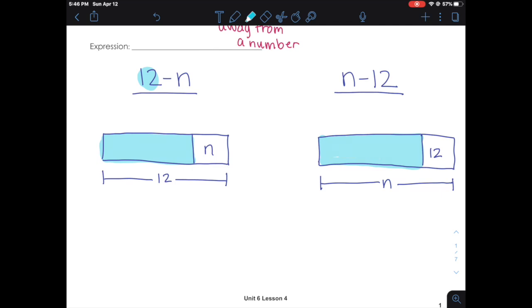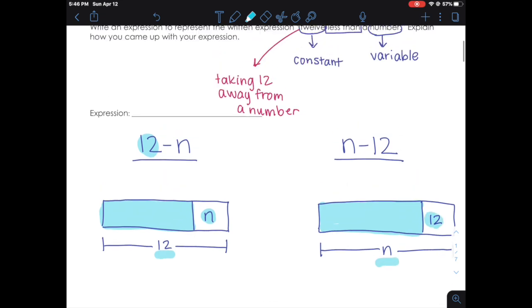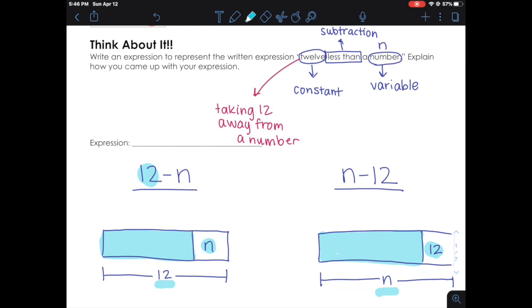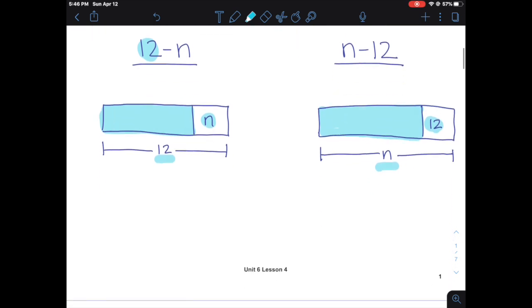So have you figured out which one is correct yet? Still maybe, I mean, do they represent the same thing? In this picture, we're starting with 12 and taking away n. And in this picture, we're starting with n and taking away 12. Coming back to our text, it says 12 less than a number. And we figured out that means we have to take 12 away from a number. So it's starting to look like this is going to be our correct expression.